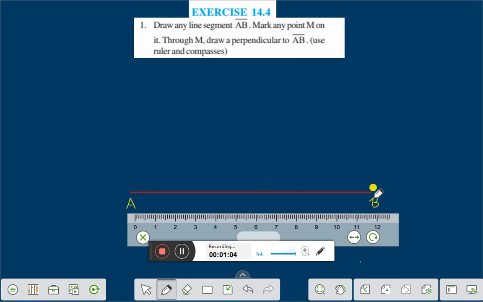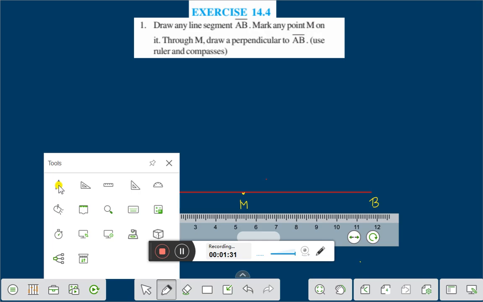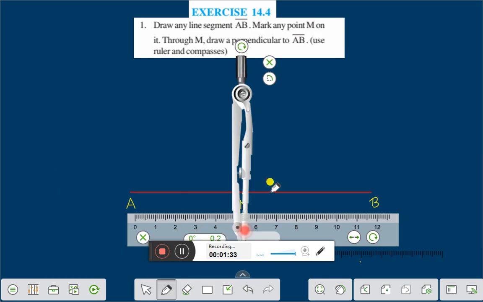Now mark any point M on it. We have taken a point M on this line. This point is M, right? Now draw a perpendicular to AB. Through M, draw a perpendicular to AB. Then let us take the compass. We have taken the compass.